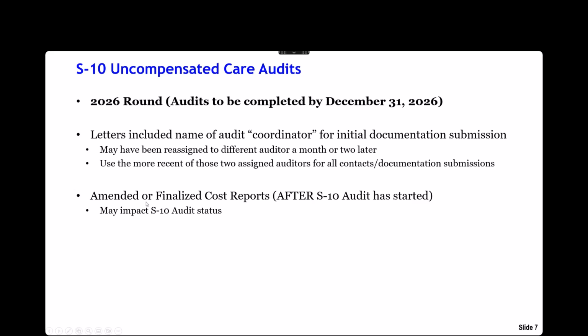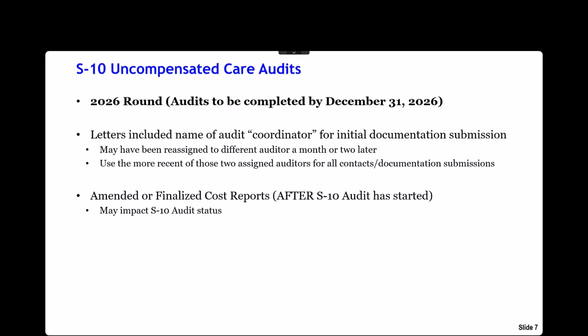Now, the piece that I wanted to stress here, and it doesn't impact everybody, but if you have an amended cost report, this could impact your S10 audit status. For example, if you did not qualify for DISH in your as submitted cost report, and now you qualify in your amended, then once we see that, you're going to be subject to the S10 audit, and we'll start the process. We'll send the letter out and all of that.